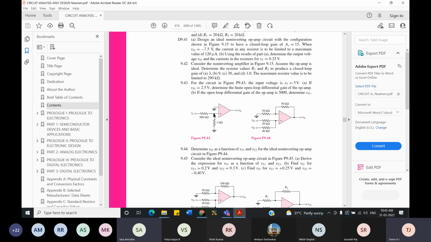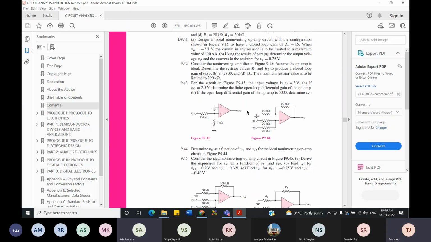See, first calculate the voltage at this point. Okay, apply voltage division here. If you take this value as V, what will be V? It will be 1 divided by 1 plus 500 into input. Okay. And V out will be AOD into this value, whatever we got here. So this value will be in terms of input.